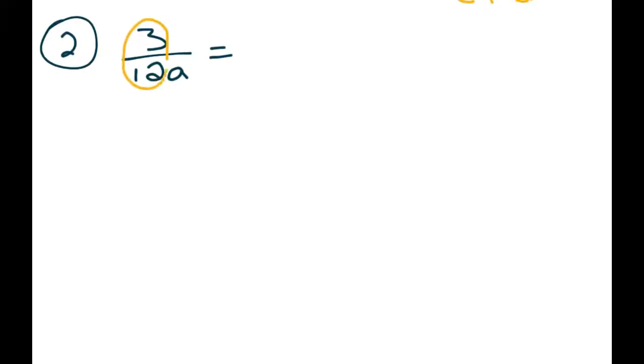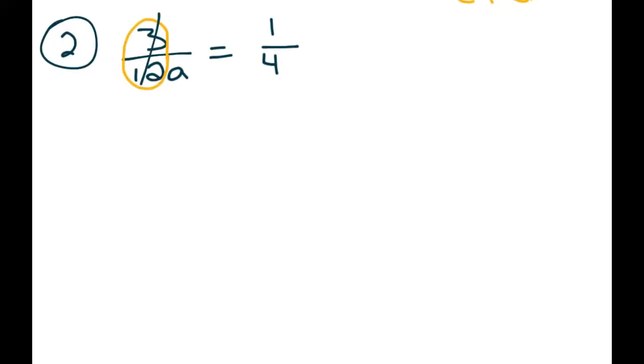So let's add something to our situation. There we go. All right, so I've got 3 over 12a. Well, the first thing I'm going to do is just focus on my numbers. Okay, 3 over 12 reduces to 1/4. Okay, so that takes care of those.